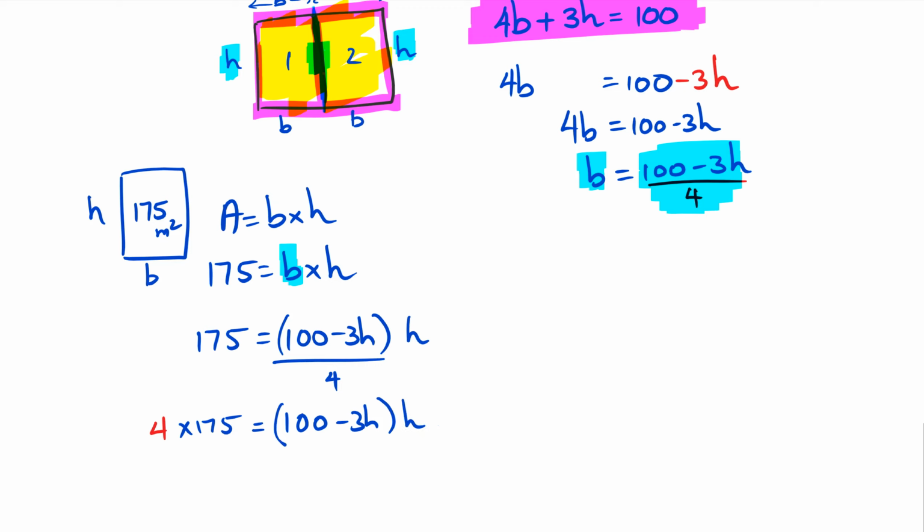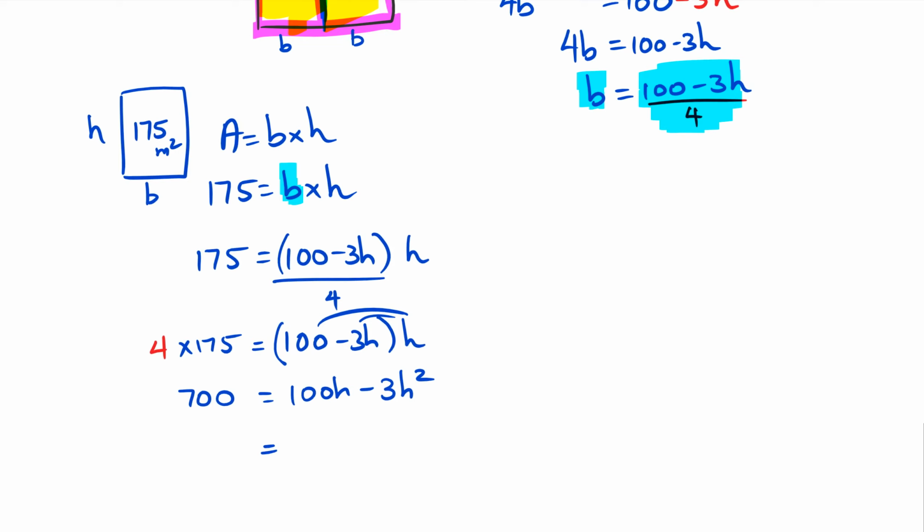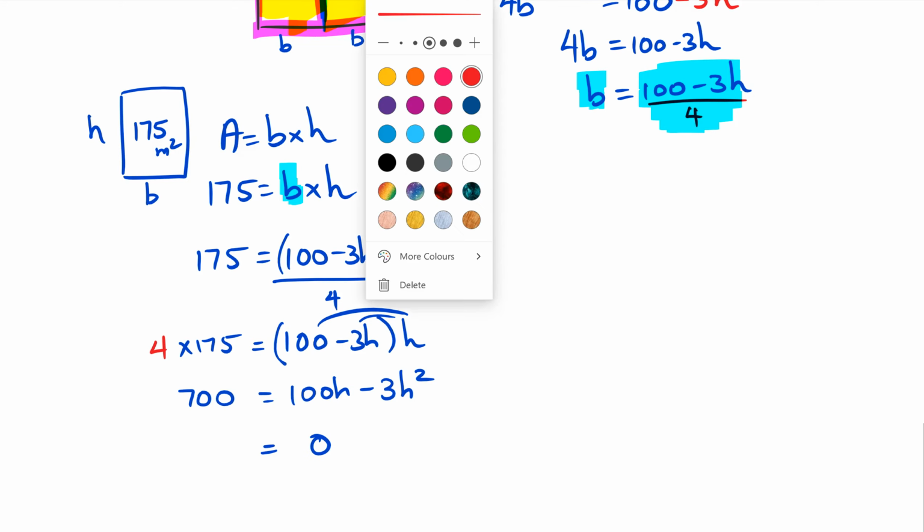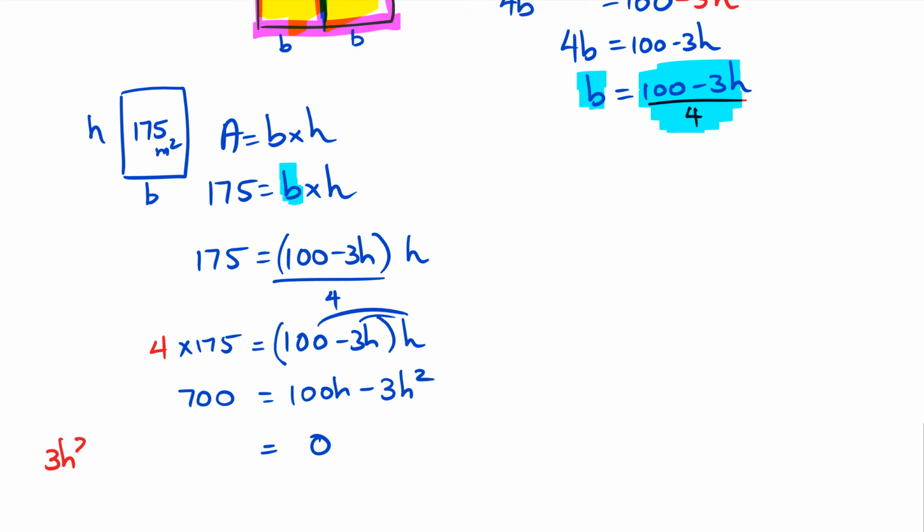4 times 175: we already know 2 times 175 is 350, so it's easy to get to 700. That equals, expanding the bracket, 100H, and then negative 3H times H, which is negative 3H squared. Rearranging this, I'm bringing everything to the right hand side. Negative 3H squared becomes positive 3H squared, and 100H becomes minus 100H.